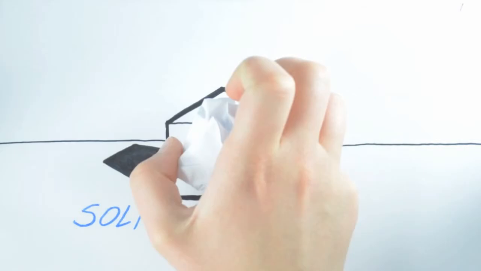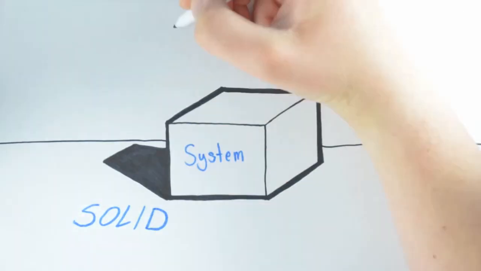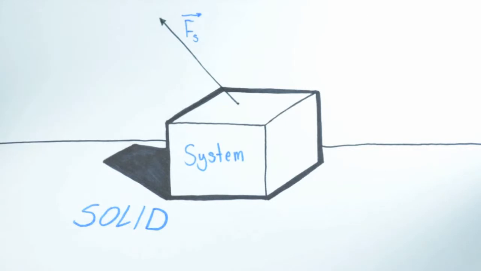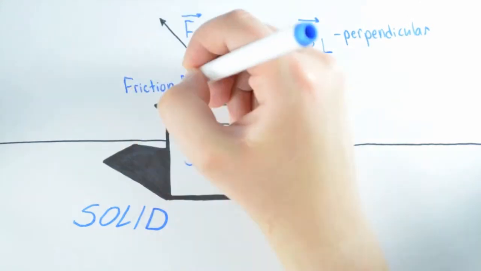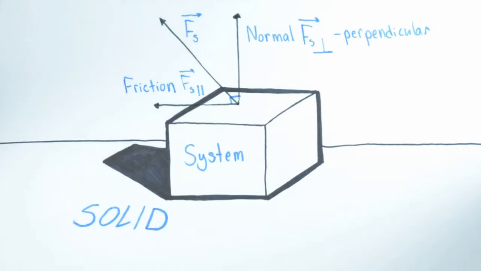For concreteness, let's consider our system as a block, and we're going to decompose the surface contact force into two components, one that is perpendicular to the surface of contact and one that is parallel to the surface of contact. We will give these components special names. The perpendicular component we will call the normal force. Normal is just another word meaning perpendicular. We'll call the other component, the component parallel to the surface, friction. Let's be clear. Although we have separate names for these components, they're not different forces. They are parts or components of one force, the same force, the surface contact force.